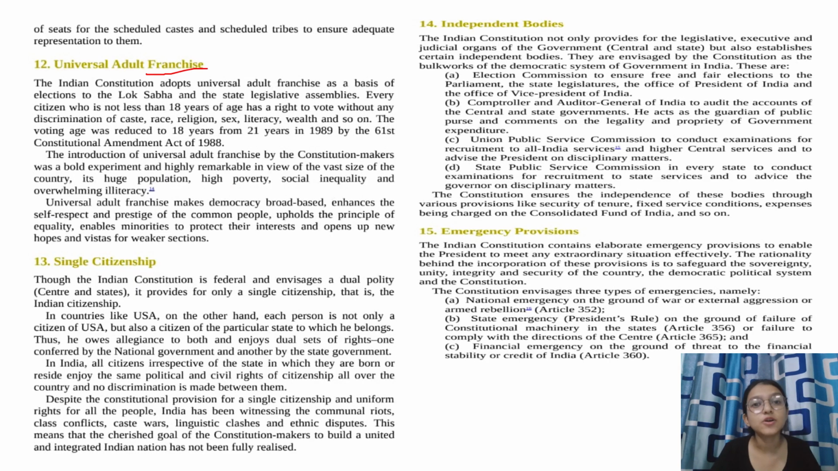This basically talks about the right to vote in our Indian constitution, which also plays an important role because by using our right, we can choose our representative who will be introducing our problems in the assembly. Then we have single citizenship. As I said, we have single citizenship.